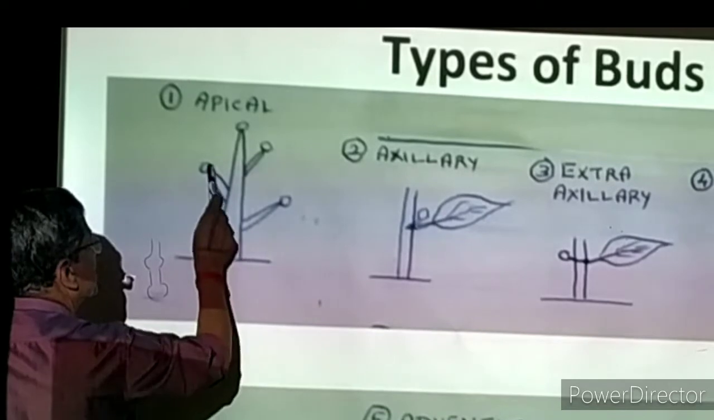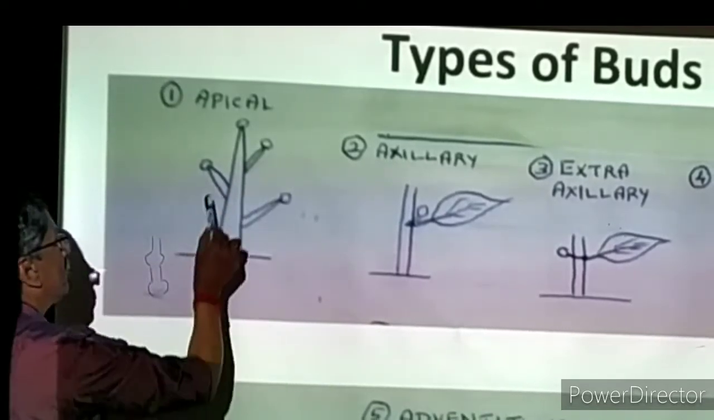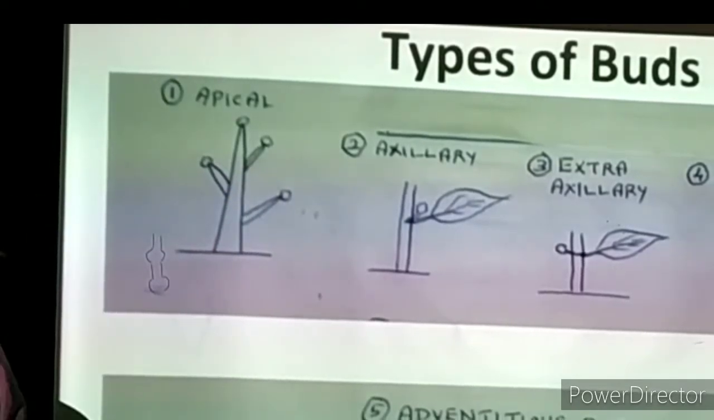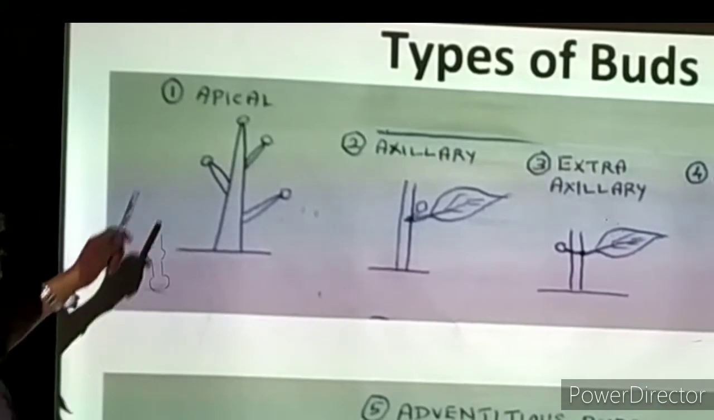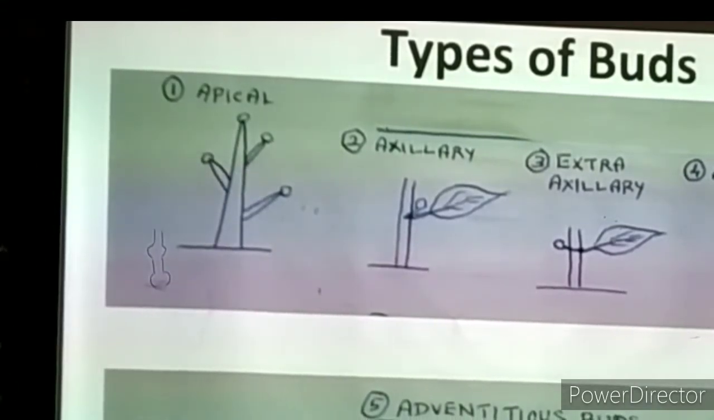Now these are all the branches. Like that, many branches will be there. At the tip of each branch, one bud will be present. Only one. It is common. So these are the apical buds, also called the terminal buds.